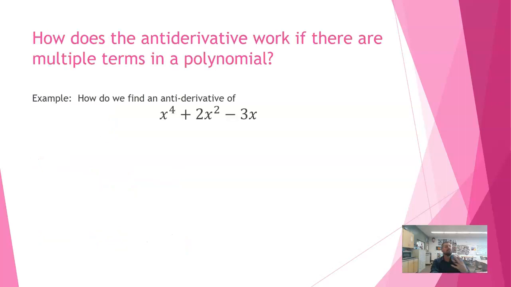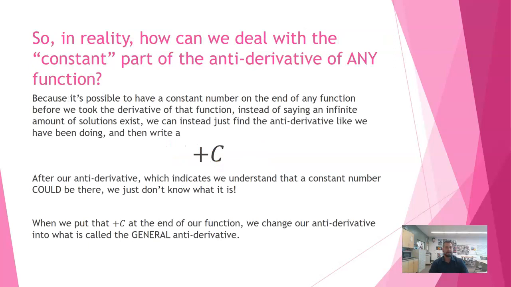Okay, and if we have multiple terms like this one, I just use the same rule that I just talked about, but I do it a term at a time. So the antiderivative of x to the 4th would be x to the 5th over 5. The antiderivative of 2x squared would be 2x to the 3rd divided by 3. Again, just adding 1 to the exponent every single time and then dividing by the new power. And then I would have 3x squared divided by 2. And that would be an antiderivative. That is one thing that I could take the derivative of to get x to the 4th plus 2x squared minus 3x.